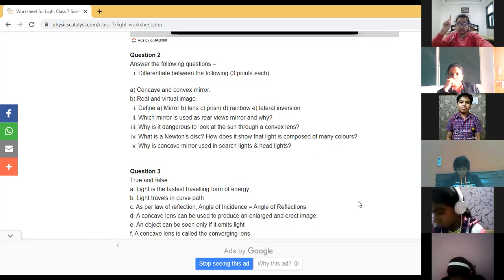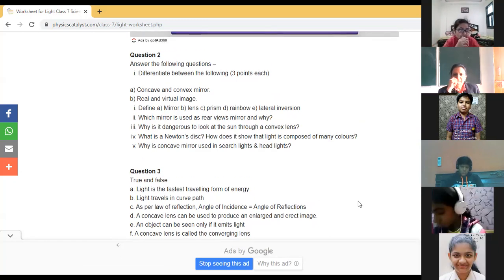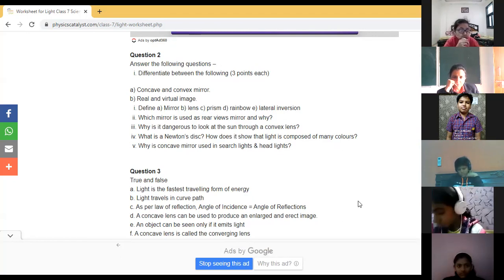Yes, Mahi, tell. Lavish, what happened? Okay, ma'am. Ma'am, concave mirror forms a real image and convex mirror forms a virtual image. Okay, better. Yes, speak out. You can tell about the shape of these mirrors also. Okay, ma'am. Concave mirror is also called a converging mirror, whereas convex mirror is also called a diverging mirror. Okay. Concave mirror forms a small image, whereas convex mirror forms an enlarged image.